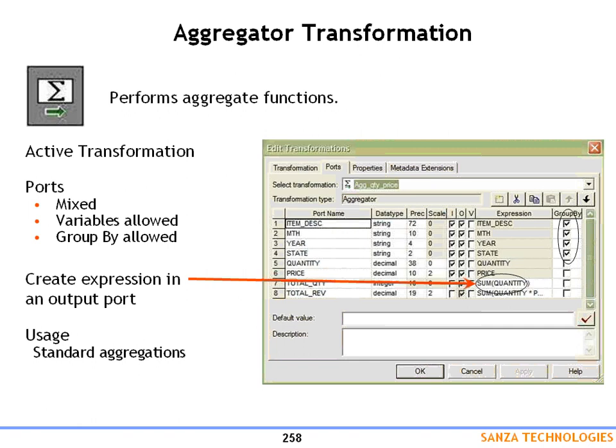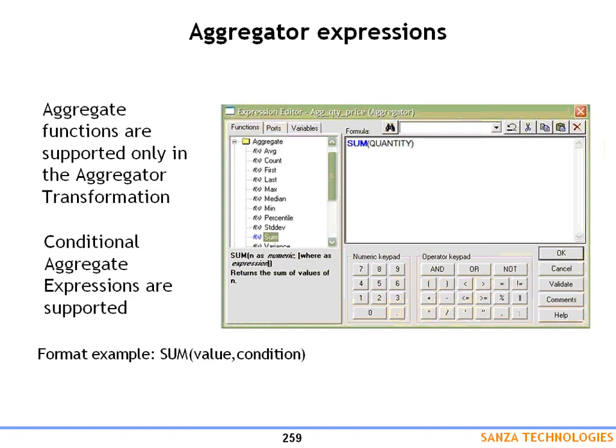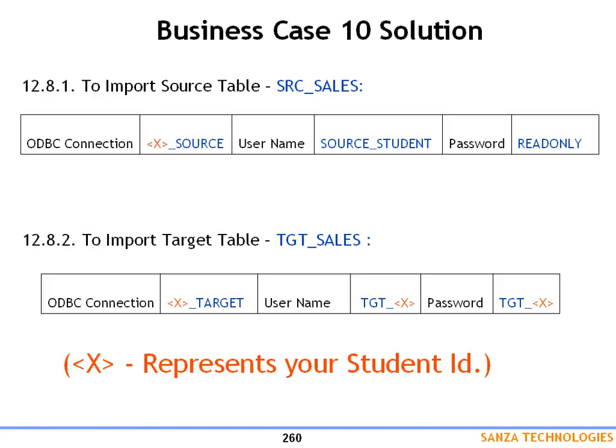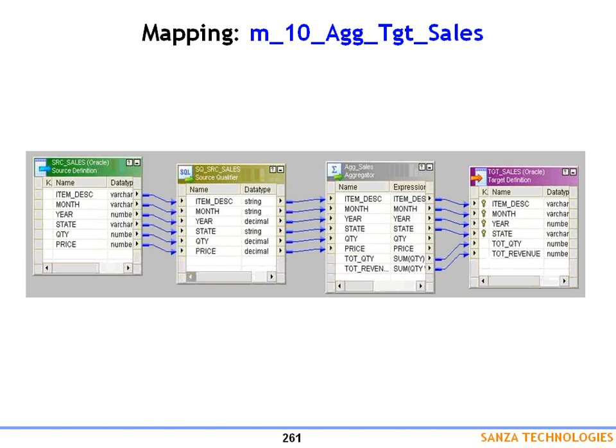To do that aggregation, you use output ports or variable ports to do count, first, last, min, max, median, mean, percentile, standard deviation, sum, variance. These are all aggregate functions in Informatica. So whenever you want to aggregate the data based on some columns, you use the aggregator transformation. And whenever it does the aggregation, it needs the complete data set.